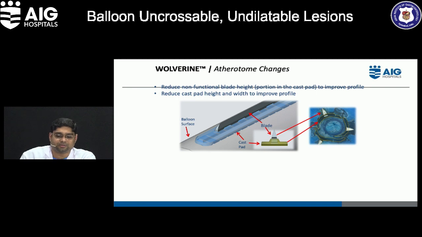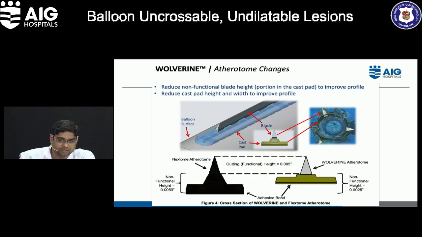Okay, so this is the Wolverine, a cutting balloon. The main idea here is, you can see, normally the cutting balloon requires a 6 French system to pass through because it's a bulky balloon. But in the Wolverine, there is a modification of the non-functional height. The height of the cast pad is reduced, whereas the cutting blade's height is normal. So the functionality is not compromised, but the profile of the balloon is reduced. So this Wolverine can pass through a 5 French guiding system. That is the main advantage.